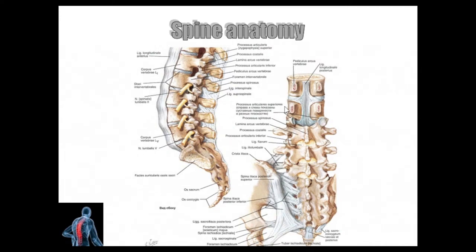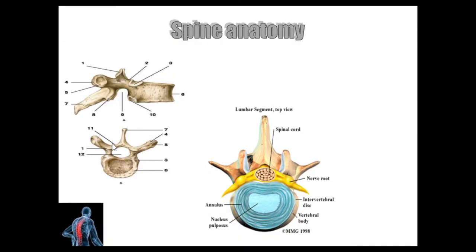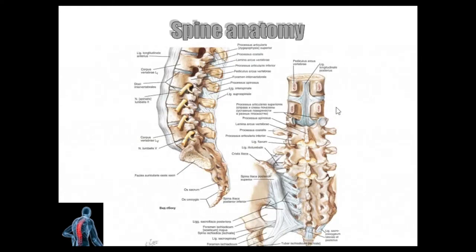Then in between the spinous processes, right here, we have the so-called ligamentum interspinatum. Then in between the transverse processes, here and here as well, on both sides, we have ligamentum intertransversum. Then in between the arcs of the vertebrae, let me show you, right here, we have ligamentum flavum or yellow ligament, and actually that is the most elastic ligament in our body.